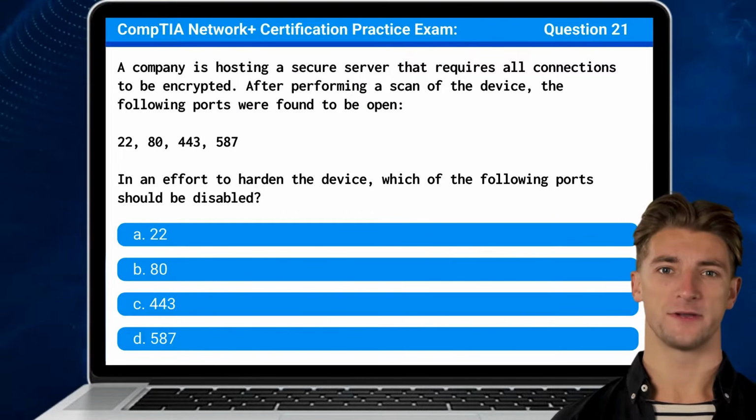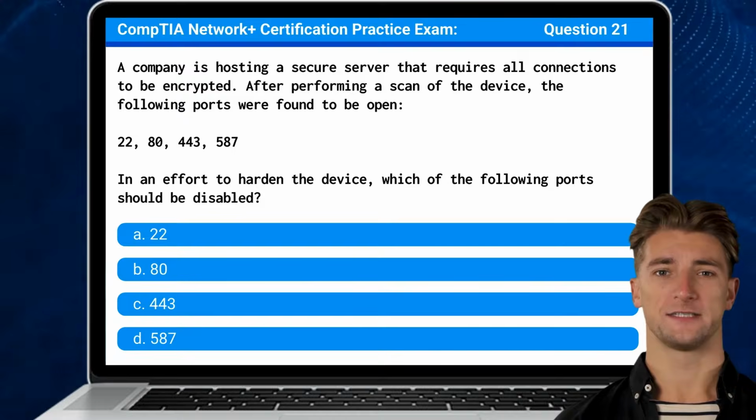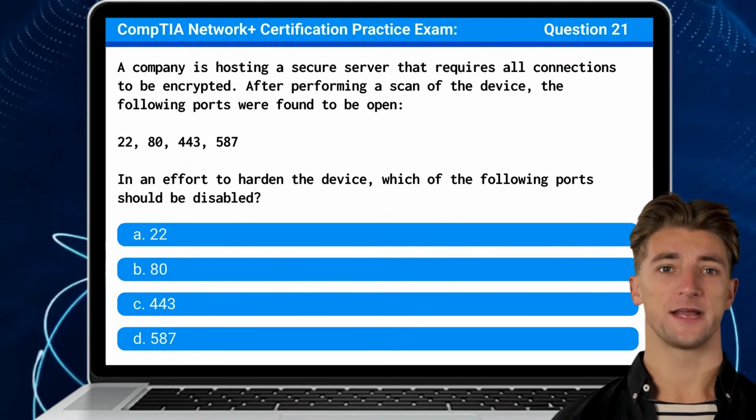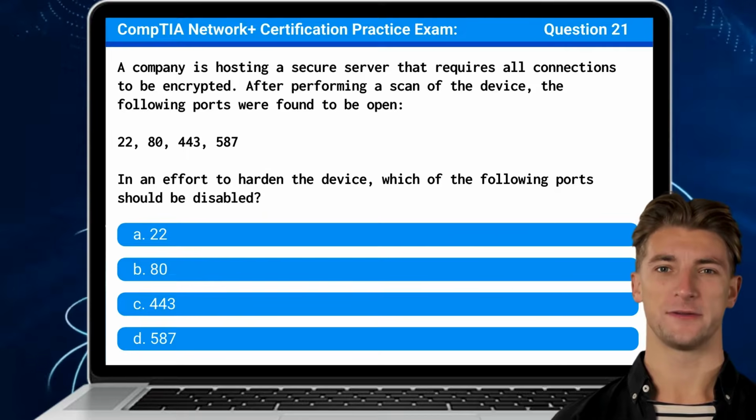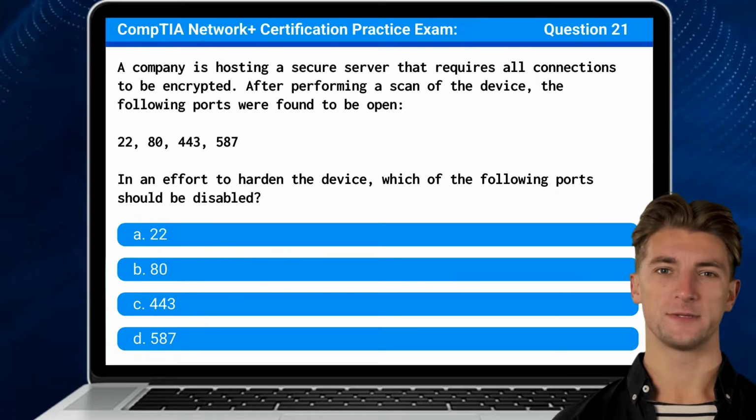Question 21. A company is hosting a secure server that requires all connections to be encrypted. After performing a scan of the device, the following ports were found to be open: 22, 80, 443, and 587. In an effort to harden the device, which of the following ports should be disabled?